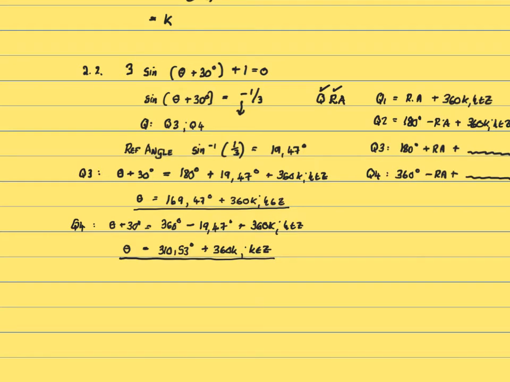It wanted to know all the answers between minus 90 and 360. So I'm therefore going to say, right, I start with my first one, 169,47 degrees. If I take my calculator and I add 360 to that, you agree that it's too big. If I subtract 360 degrees, it's too small. It's smaller than minus 90. So that's the only one that's going to work there.